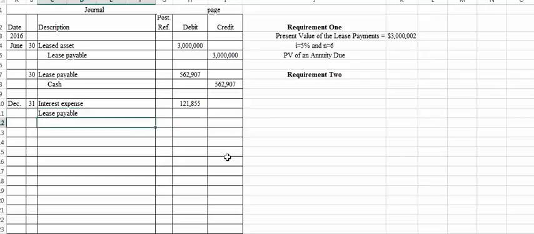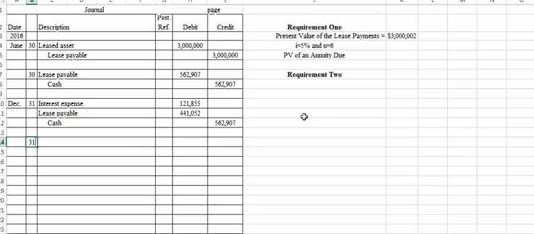Let's come back to that one though. We know we're going to credit cash for $562,907. So our debit to lease payable would be equal to $562,907, the credit to cash, minus the interest expense portion of the payment. The other portion is used to reduce the balance in lease payable. Now that takes care of the entries associated with the lease for the year.